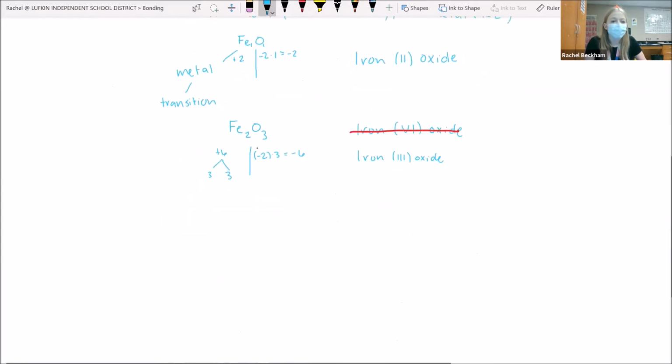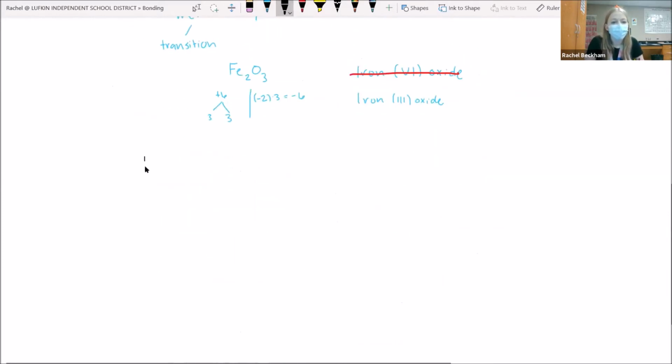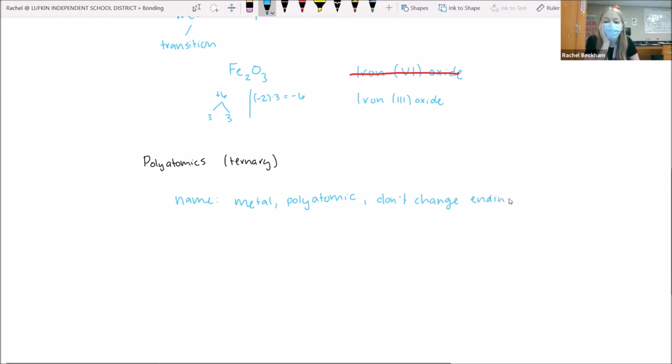Okay, and then there are rules for naming polyatomics, right? Polyatomics are on the back sheet of your periodic table. When you name them, you're going to name the metal and then the polyatomic ion, whenever they're included. And then you'll include Roman numerals if the metal was transition, okay? But you don't change the ending to "ide." This is the only case where you don't change the ending to "ide," unless it's also an acid.